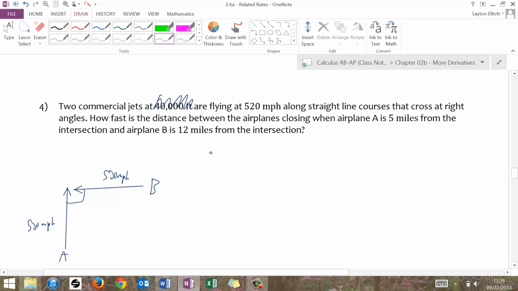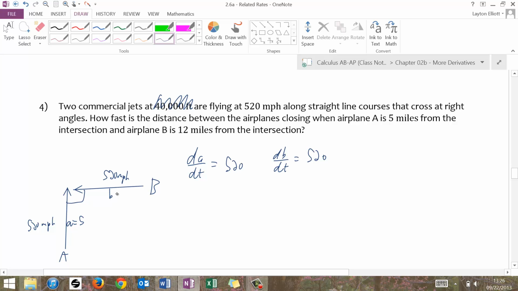And what I have in terms of the 520 is I actually have dA. If I define this little thing as A, this is a distance of A, this is a distance of B, with little case, then this could be dA/dt equals 520. dB/dt also equals 520. And it says how fast is the distance closing when airplane A is 5 miles from the intersection.